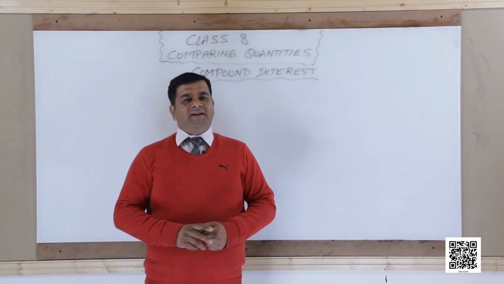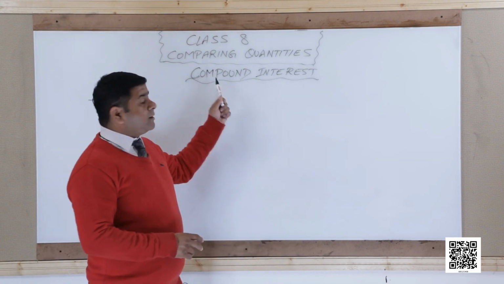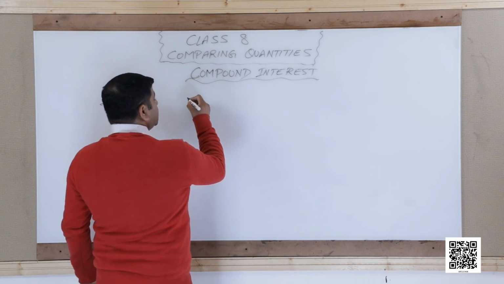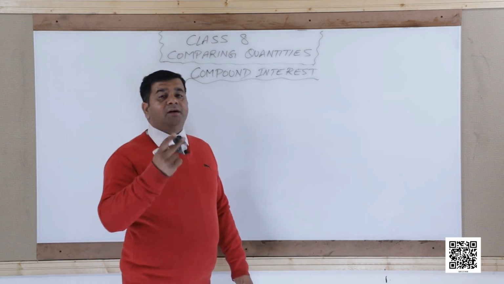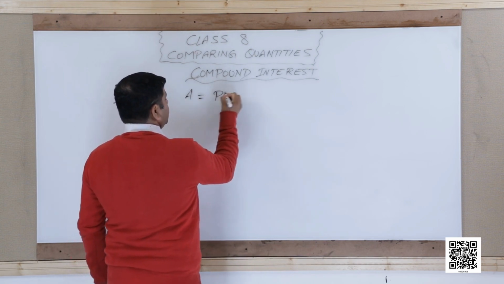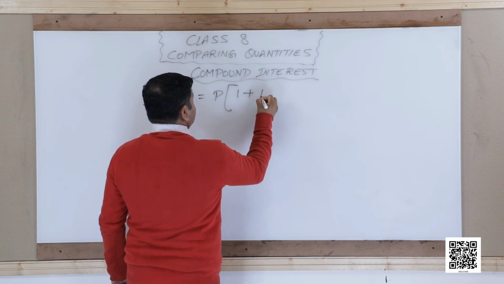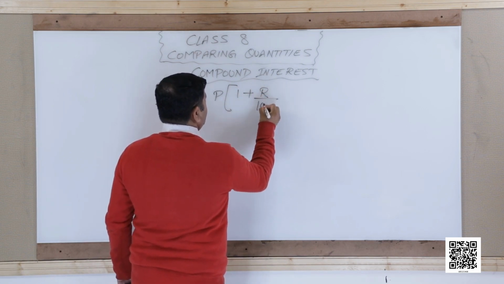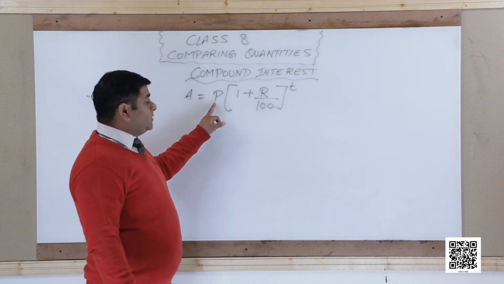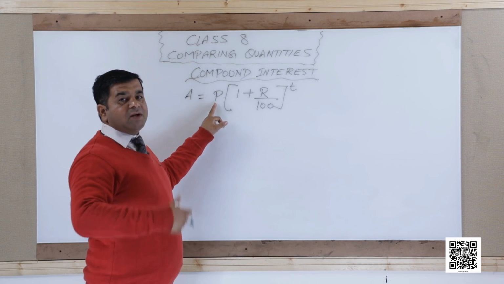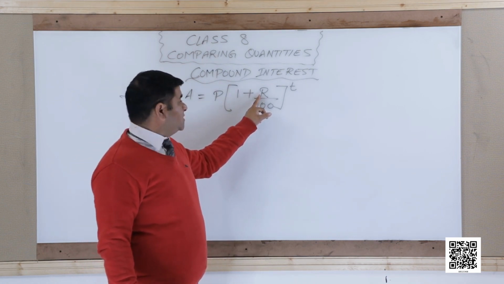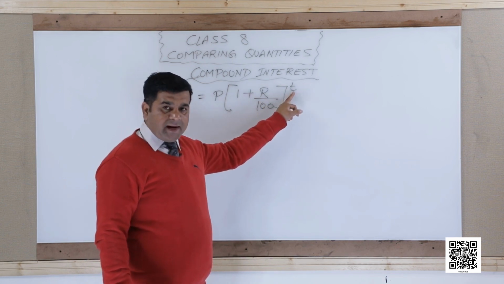Now students, let's learn how we can find out compound interest with the help of a formula. If the interest is compounded yearly, then the formula for amount is principal into 1 plus rate, that is R, upon 100 raised to power T. Here I hope you understand, P means principal, that is the amount that was deposited or given in the beginning, R is rate of interest, and T is time.